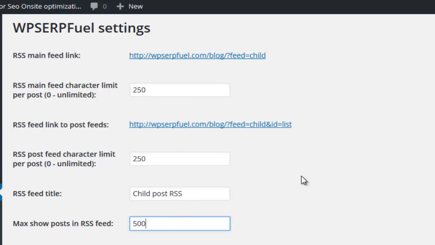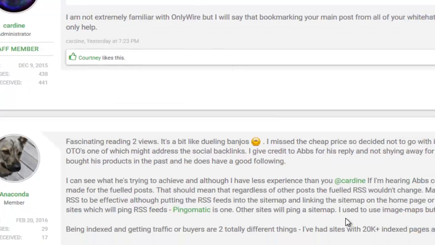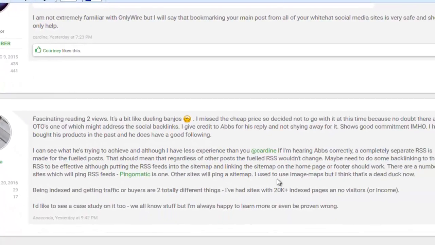Maybe it's not a good idea to create 500 internal links to one page as well. But you know what? You have that control, and you, as the user, can do that. You also, as the user, can go out there and use this plugin in a spammy way. You can also go out there and create all these fueled posts and not link back to the RSS feed, in which case it can look very, very spammy.